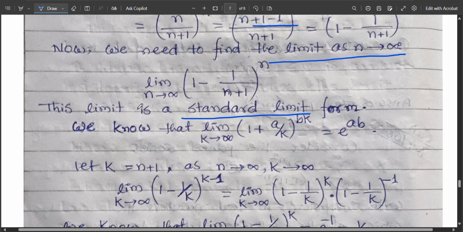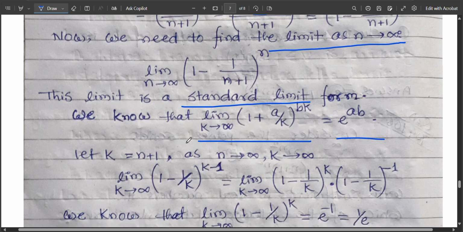This limit is a standard limit form. We know that the limit as k tends to infinity of (1 plus a by k) to the power bk is equal to e to the power ab. If this kind of form is there, the k and the 1 by k will multiply, so k cancels and e to the power ab will come. So firstly we have to change this into this form, then we can solve.